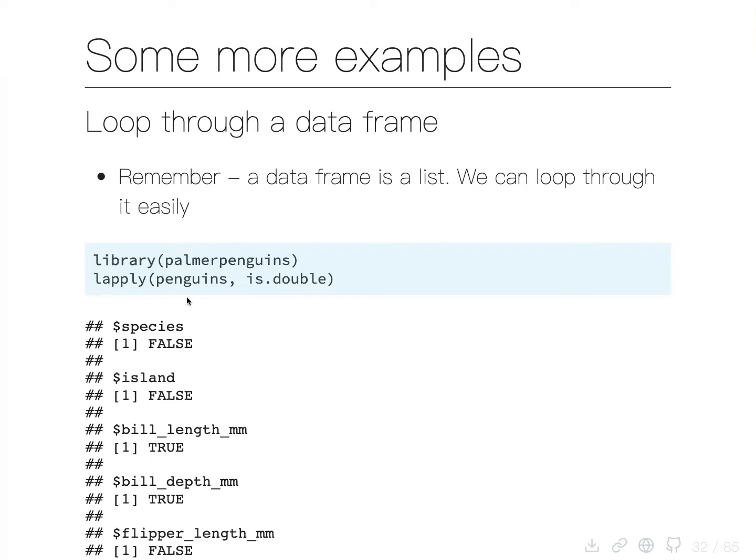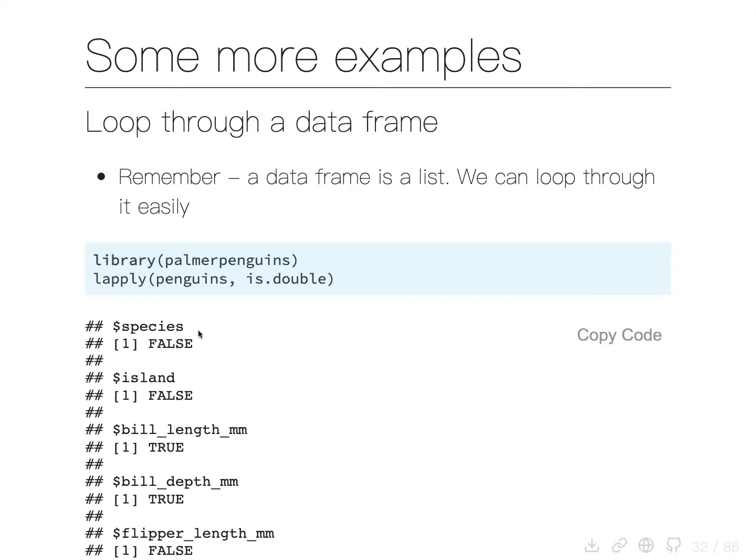So when you do lapply through penguins, you're really just looping through the columns, which are the elements of the list. I'm saying lapply penguins is.double. So I'm applying one function, is.double. Notice in this case, I'm not saying function(x) is.double(x), right? I could do that for sure, and in fact, I think I do on the next slide. But you don't need to do that; you can also just pass it the function that you want it to apply to each element.